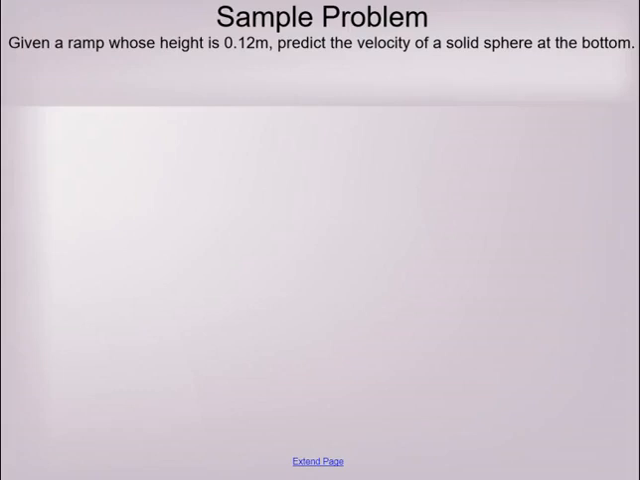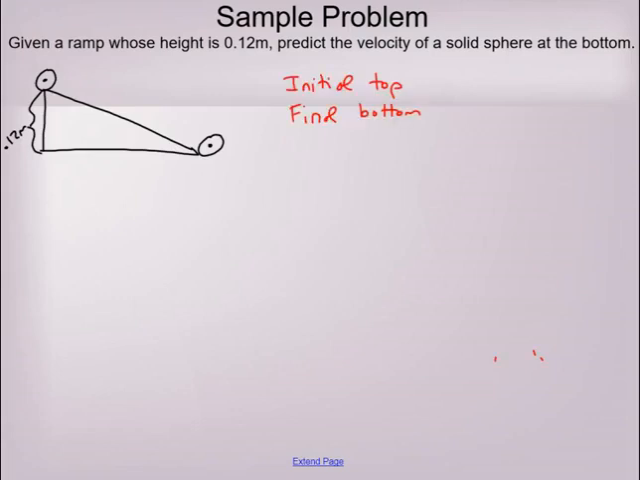Let's try setting it up. I have an object that's starting at the top of the ramp from rest. And I want to know at the bottom what that velocity is. Notice I said velocity as in translational velocity, I didn't say angular velocity. What's that translational velocity of the solid sphere at the bottom? So the initial is going to be the top, where we're starting from rest, and the final is going to be the bottom. So we're starting with gravitational potential energy.